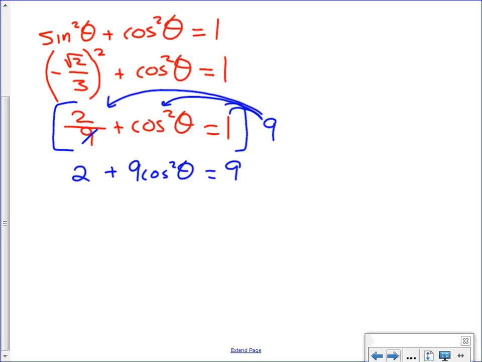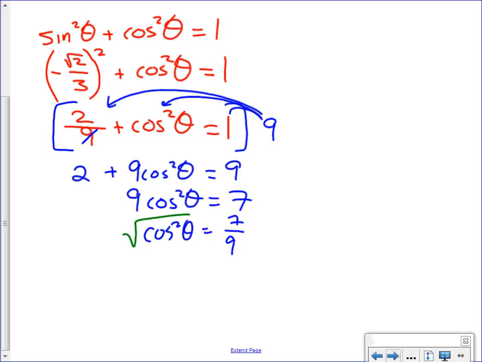So subtracting the 2 to the other side, you get 9 cosine squared is equal to 7. And then dividing by 9, you get cosine squared is equal to 7 over 9. To get the square out, square root both sides. And that solves for cosine.